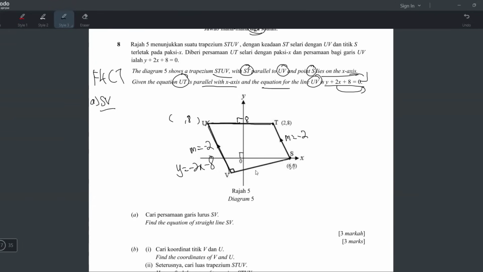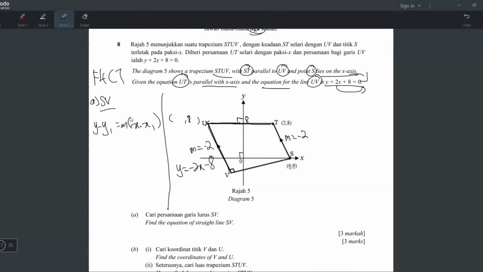Okay. It's a straight line. You can clearly see it's a straight line. And when it's a straight line means dia punya equation mesti akan jadi y equal mx plus c. Dia akan ada y ada x, kalau dia straight punya line. And the way to find the equation is you need to use this formula, y minus y1 equals gradient x minus x1. Yeah, we always use this formula when you are finding the equation of straight line.